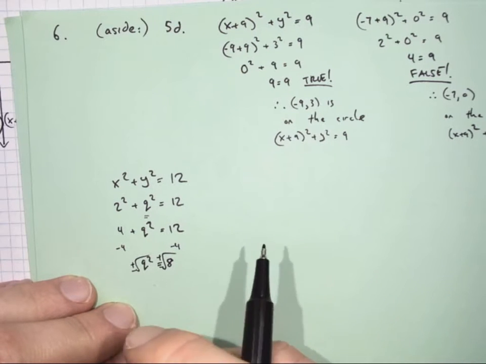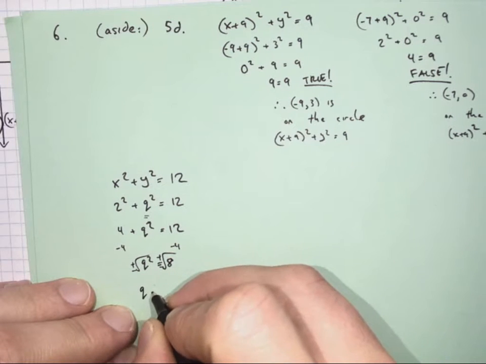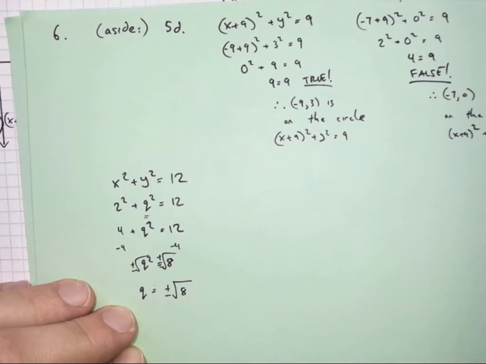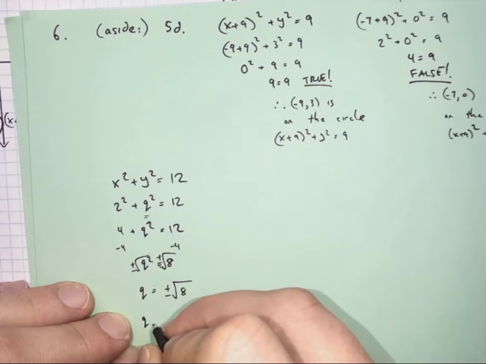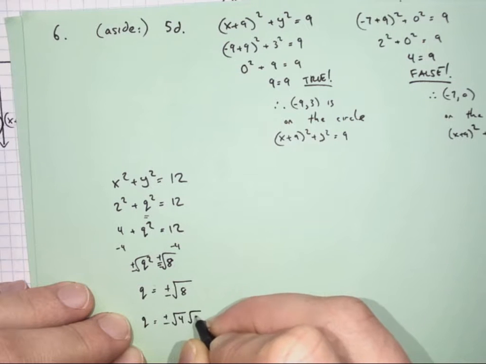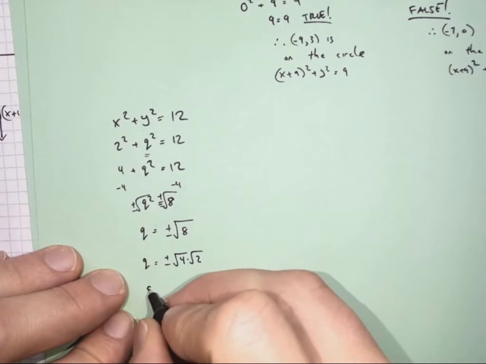Or is it not principal? I always get that mixed up. Okay, so anyway, I know that gives me q is positive and negative root 8. Now root 8 can actually be simplified because 4 goes into 8, so I can say it's plus or minus root 4 times root 2, because that gives us root 8, which is another way of saying q.